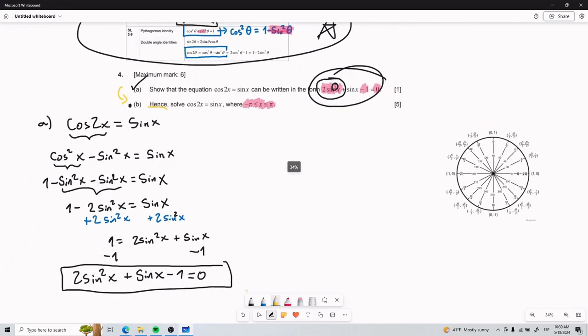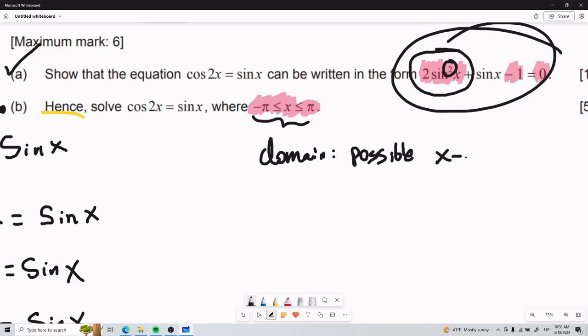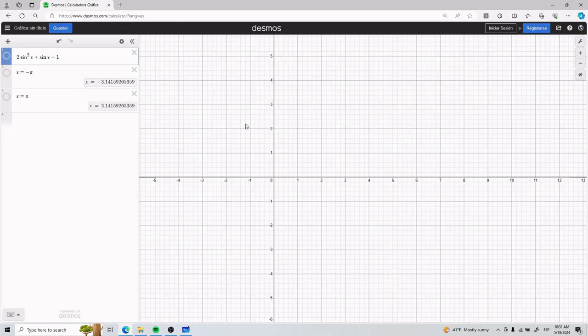First I'm going to show you visually what's going on. Before anything, it's telling you the domain, and domain is possible x values. Whenever it says solve, in this context, it's going to be for finding the x-intercepts. So basically, it's telling you, graph this and find the x-intercepts within this domain. I'm going to pull up Desmos just to show this more literally graphically.